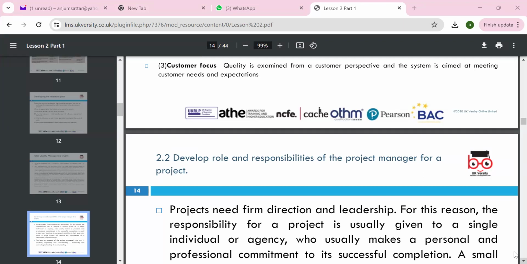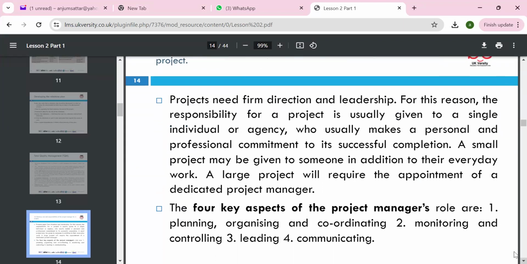So we can look around the project need direction from the firm's leadership. For this reason, the responsibility for the project is usually given to a single individual, who makes the personal and professional commitment to its successful completion. A small project may be given to someone in addition to their everyday work.